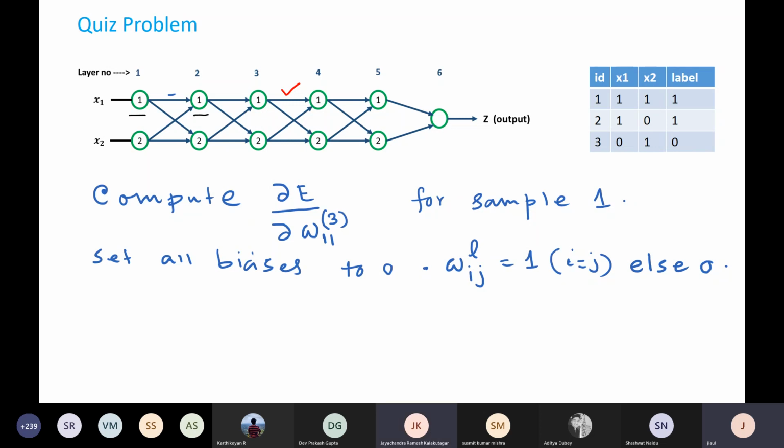So we'll first compute dE/dW213, dE/dW115, and dE/dW215.